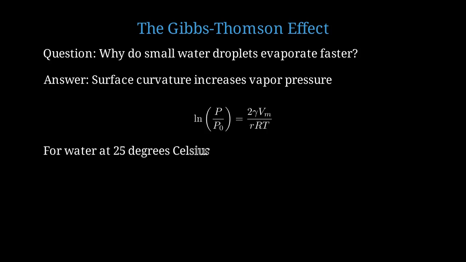Let's calculate a numerical example for water at 25 degrees Celsius. The surface tension of water is 0.072 joules per square meter.